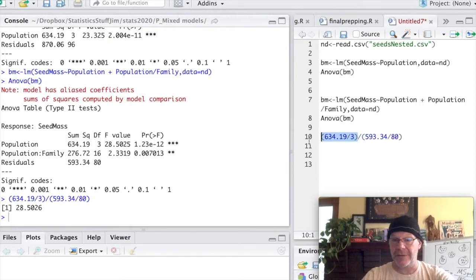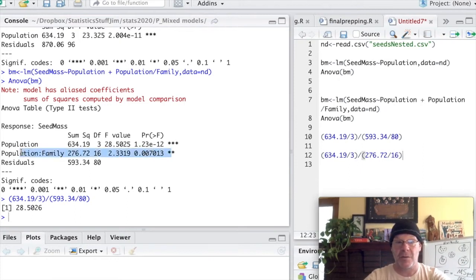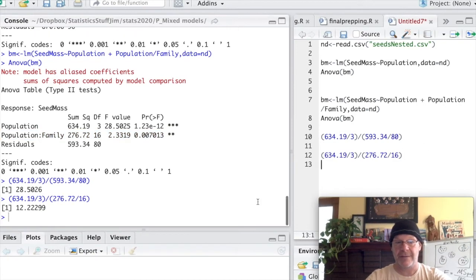Okay, so that still is going to be our mean squared for the effect of population. And then we can divide that by 276.72 divided by 16. So that's going to be the mean squared associated with this level. And so we go ahead and do that. There is our new F statistic.